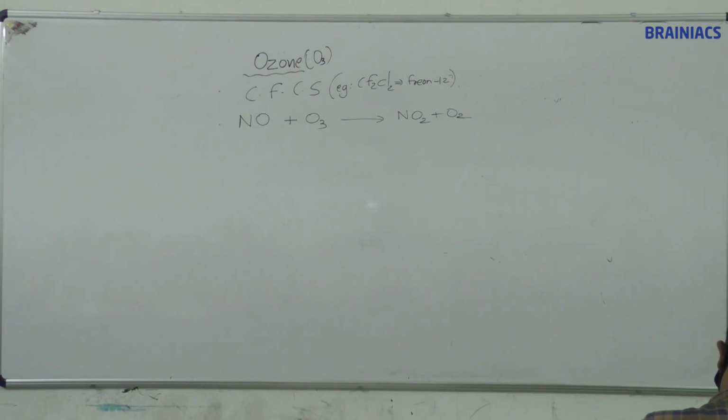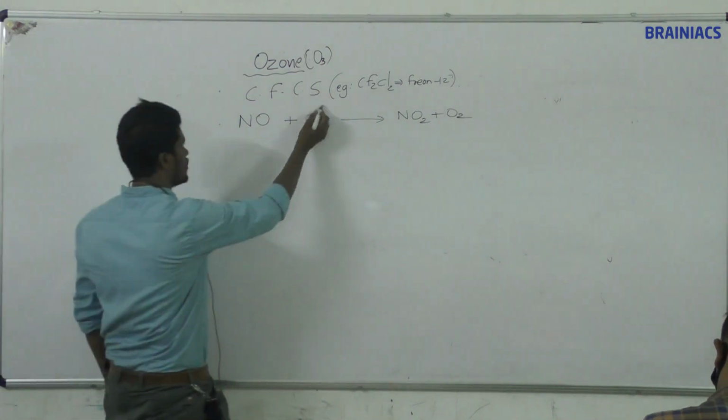Supersonic jet aeroplanes, rocket jet aeroplanes, may deplete the ozone layer. Okay, and ozone can be titrated against what?